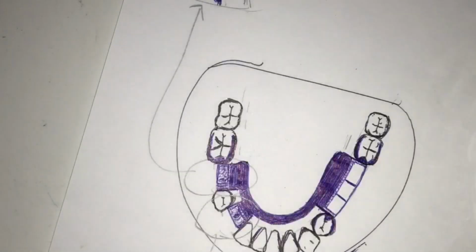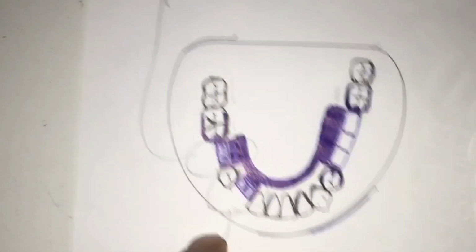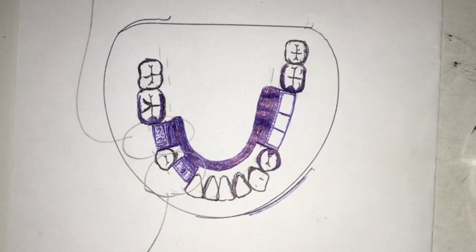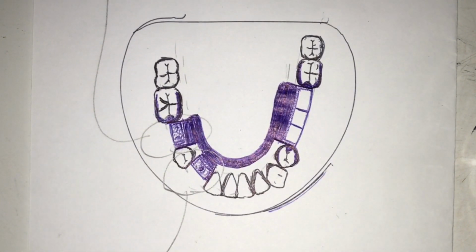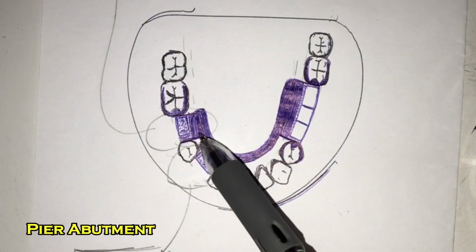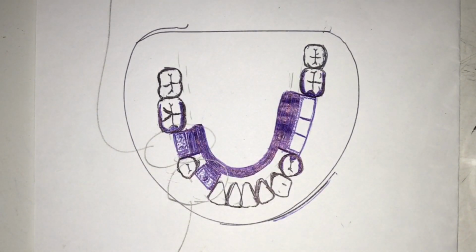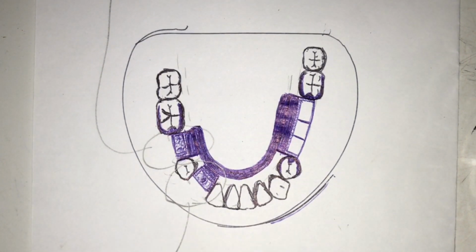Now let's try to see another case. There. So this is a mandibular case. This is a class 3 modification 1 case, and this is actually one with a pier abutment. So what is a pier abutment? A pier abutment is that abutment that has no adjacent teeth at both sides. So you have what? Edentulous spaces at both sides.